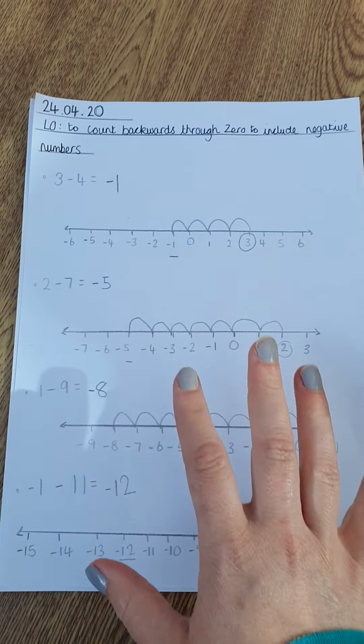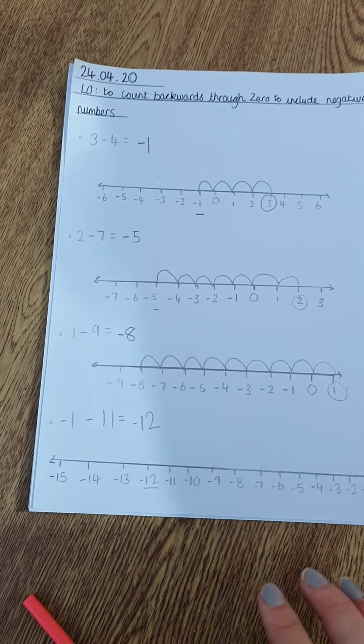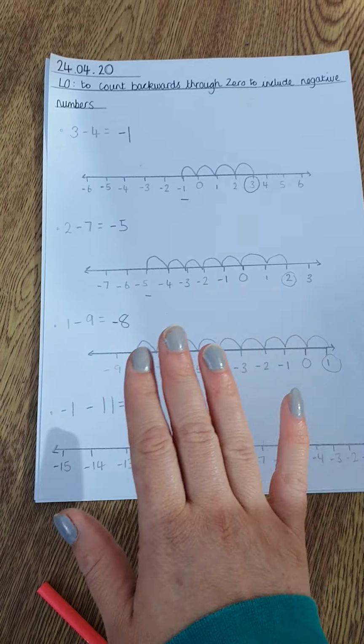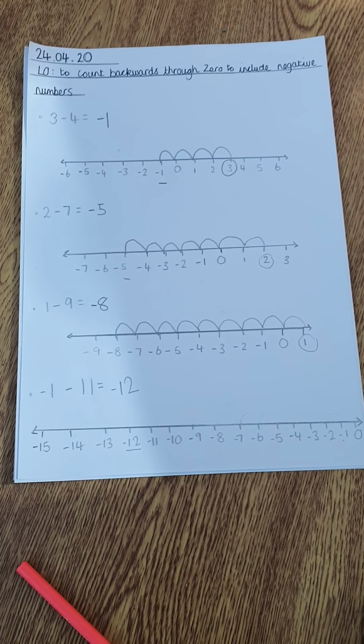So there we have it. We've got some examples of how we can count back through 0. So a number line is really good to use, as you can clearly see the steps back that you're doing and how your numbers are changing. So what I'd like you to do is have a go at the questions you've been given today.